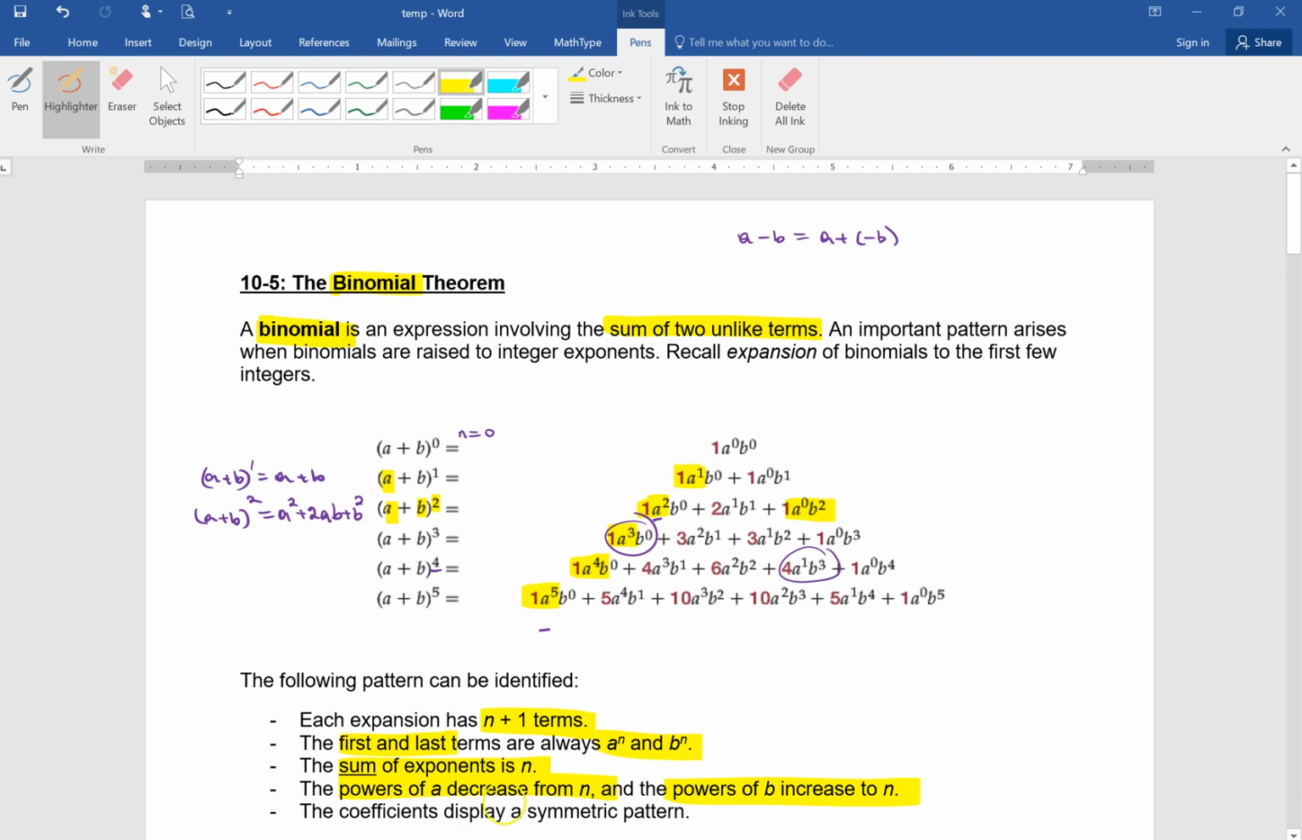And finally, let's now look at the coefficients. Look at the coefficients here. It's 1, 1, 1, 2, 1, 1, 3, 3, 1, 1, 4, 6, 4, 1. Do you see how in each row they're symmetric? Okay, that's another quality.